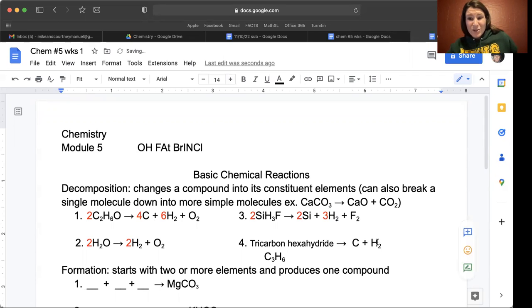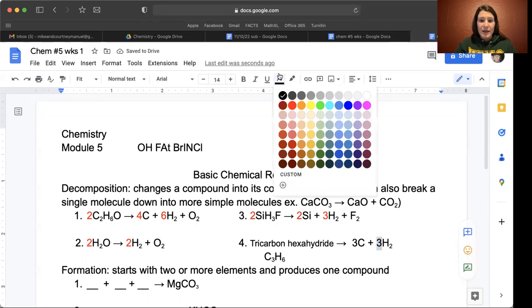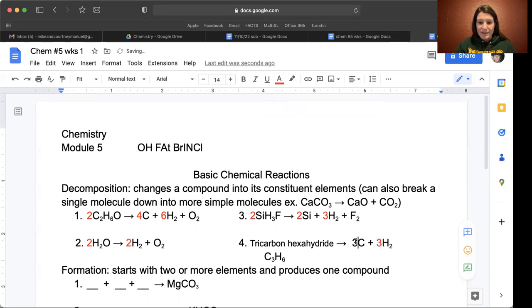Now the next thing we need to do is balance this out. On the left, we have 3 carbons, so we just give ourselves 3 carbons. On the left, we have 6 hydrogens. On the right, we have 2 and they're in pairs, so we do 3 pairs of our hydrogens. And now we are all balanced and we are good to go.